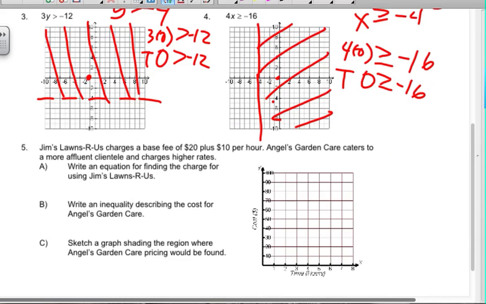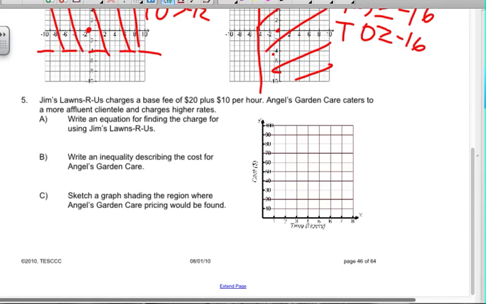Okay, now let's take a look at number 5. All right, you're actually going to have to write equations. So Jim's Lawns R Us charges a base fee of $20. That's going to be your y-intercept. So plus 20, plus $10 per hour. So Jim's charge, y, is going to be equal to 10x plus 20.